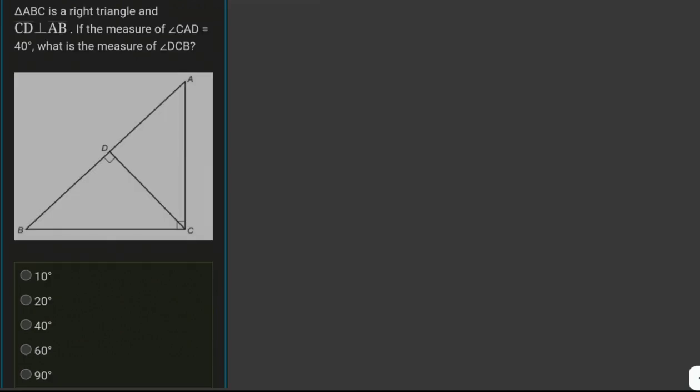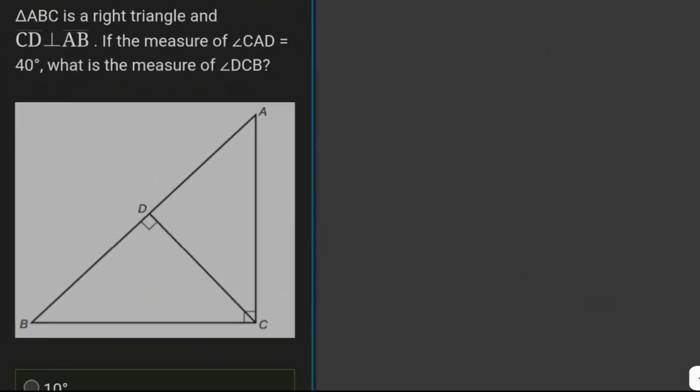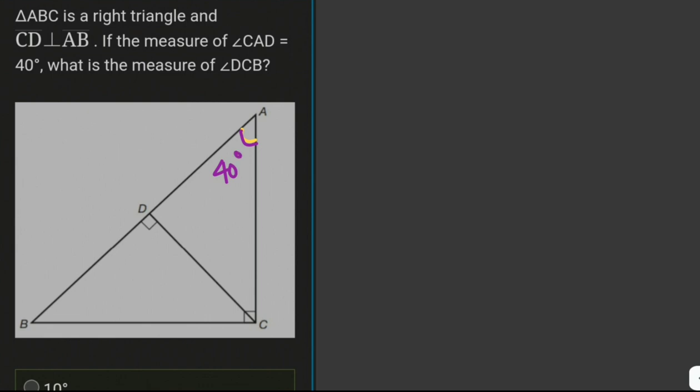Well, let's solve another problem here. Triangle ABC is a right triangle, and CD is perpendicular to AB. If the measure of angle CAD is equal to 40 degrees, which is this one here, what is the measure of angle DCB? So we need to solve for this angle.